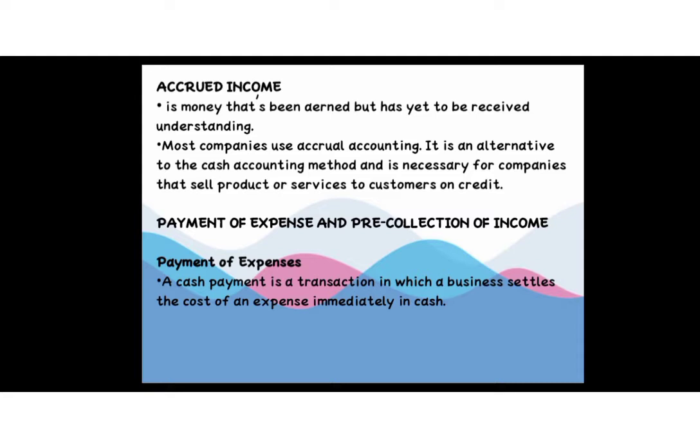Both individuals and companies can receive accrued income, although it is not yet in hand. Accrued income is recorded on the books when it is earned, in accordance with the accrual accounting method. Payment of expense and pre-collection of income. Payment of expense is a cash payment of a transaction in which a business settles the cost of an expense immediately in cash.